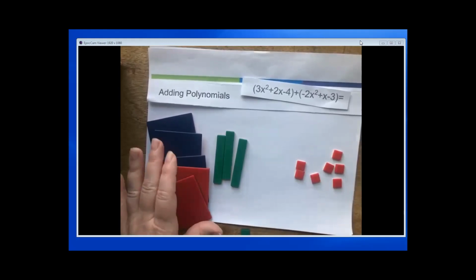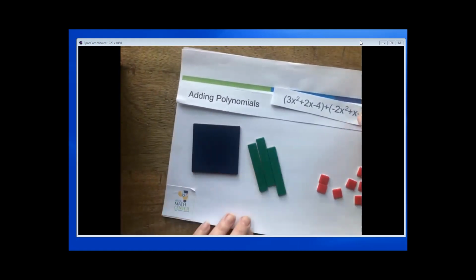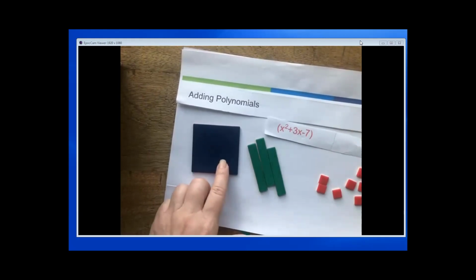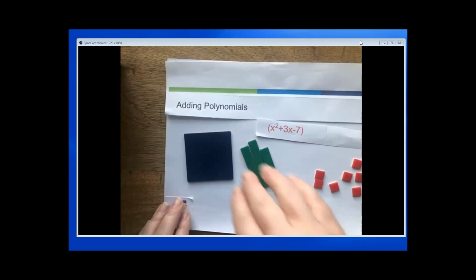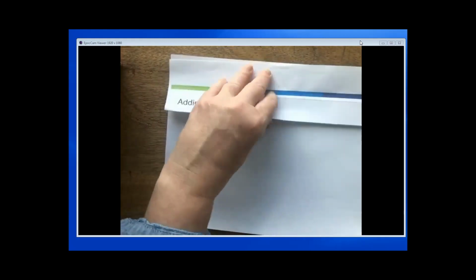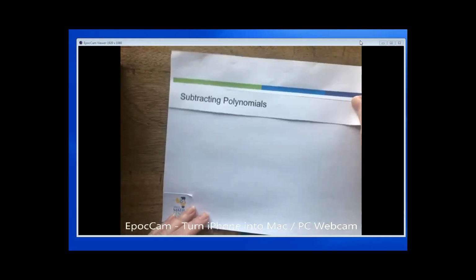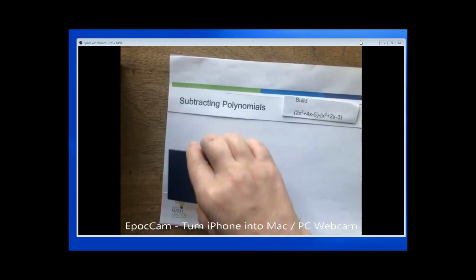Zero pair, I can zero pair two of these x squareds. And I should end up with x squared plus 3x minus 7. And as you mentioned before, Chris, we are really moving at warp speed, and we're just doing a couple of each different kind of problem. In the classroom, we would spend a lot of time and have the kids working through lots of different problems.